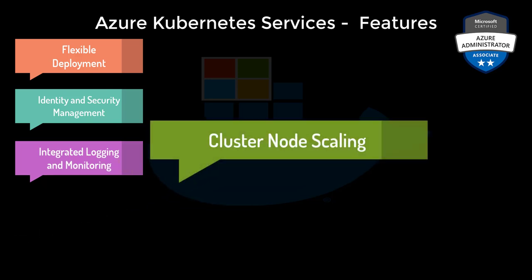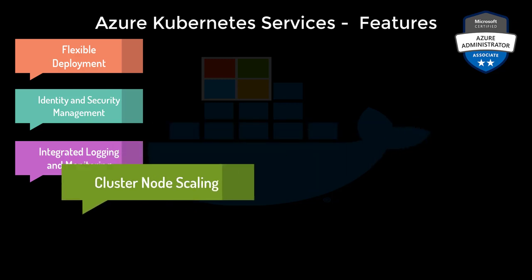As the demand for resources increases, the nodes of the AKS cluster can be scaled out to match the demand. If the resource demand drops, nodes can be removed by scaling in the cluster. AKS scale operations can be completed using the Azure portal or also using the Azure CLI.